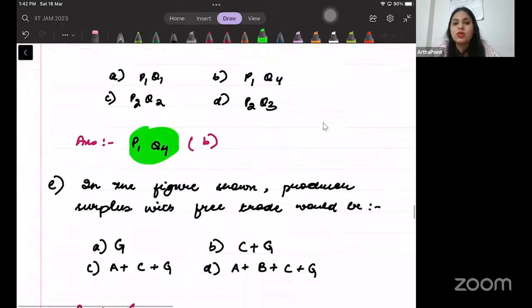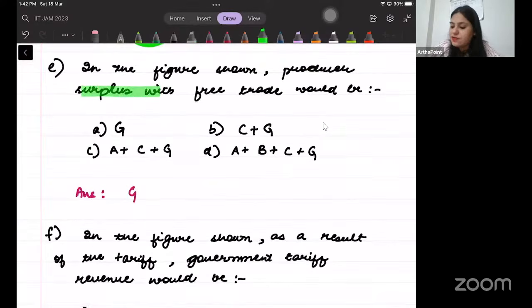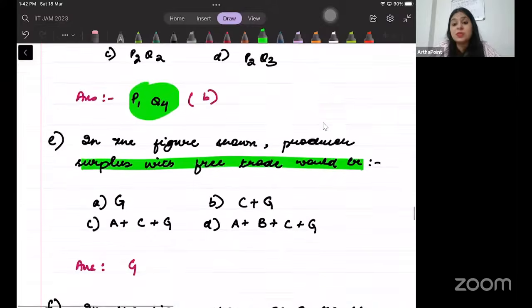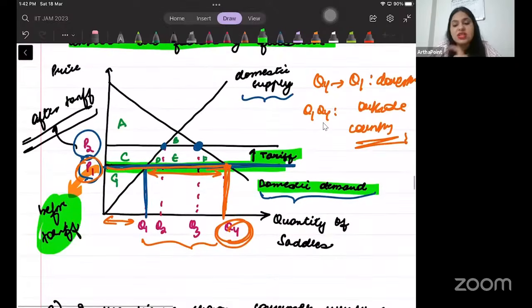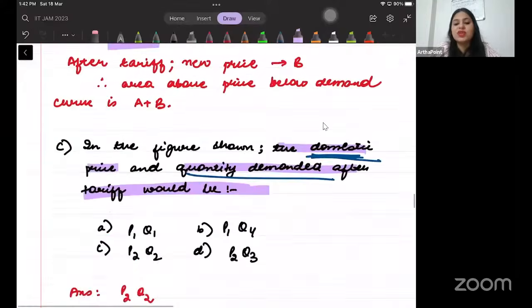In the figure shown, producer surplus with free trade would be. Now come back here. I am only interested in domestic producer surplus. Yahan pe import mat leke aana, so that's not included. The price before tariff was P1. So below price, above supply curve, that means this much. This is going to be my producer surplus. So the answer is going to be G.